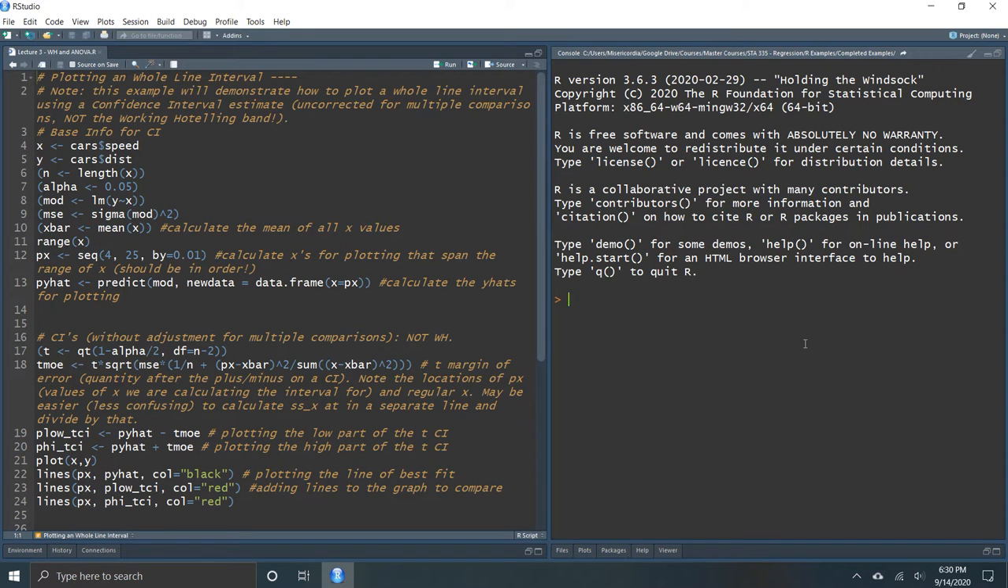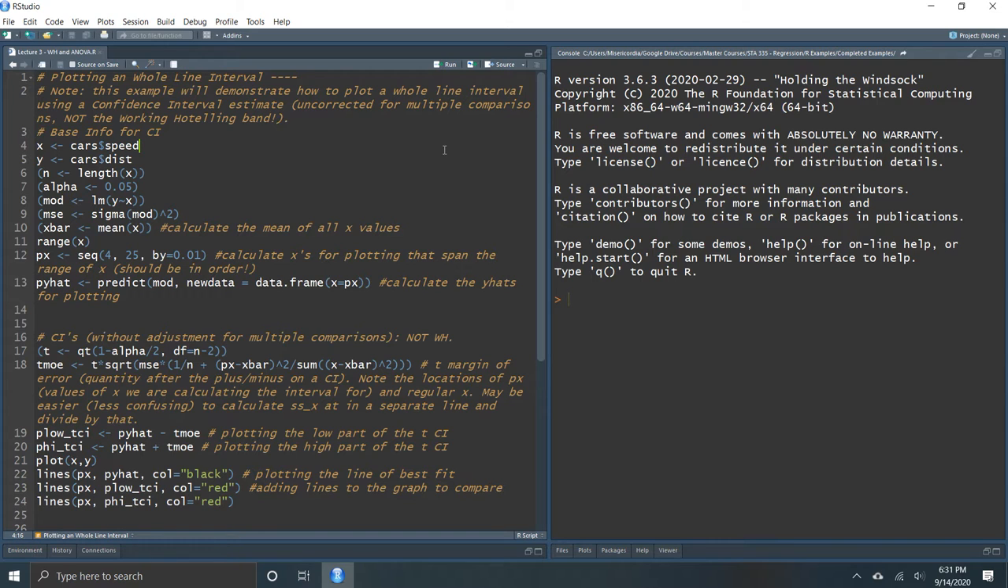In this video, we'll use R to demonstrate how to set up a whole line confidence interval. Note, this will not be the Working-Hotelling interval required for your homework, but hopefully this will give you an idea on how you could go about setting that up. We'll also discuss how we implement a general linear F-test and calculate ANOVA tables in R.